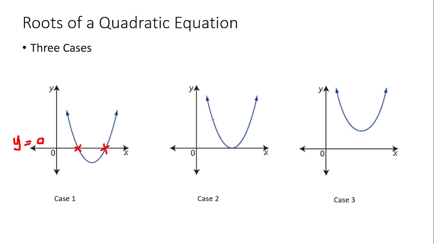Suppose you look at this one, this curve will touch the x-axis at only 1 point. So this is the only point where it's going to touch the x-axis. So in this case, y will become 0 for only one value of x. Whereas in this case, y will become 0 for 2 values of x. This is one x, this is the other x. There are 2 places where y is going to become 0.